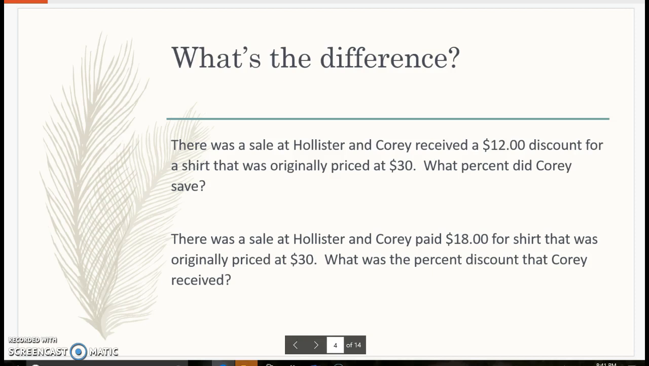This new type of problem is just a tad different. It says there was a sale at Hollister and Corey paid $18 for a shirt that was originally priced at $30. What was the percent discount that he received? So instead, now we're talking not about a part and a whole, but we're talking about that total amount changing. So the price was originally $30 and now it's $18.